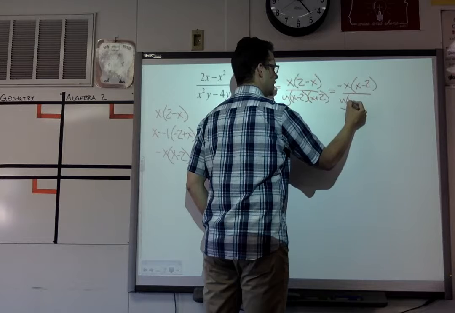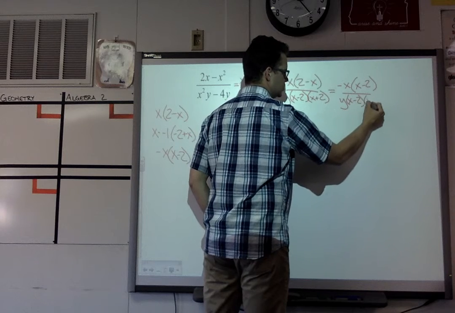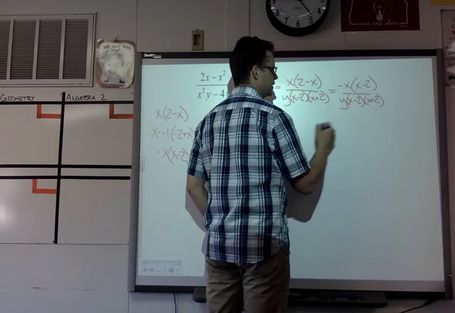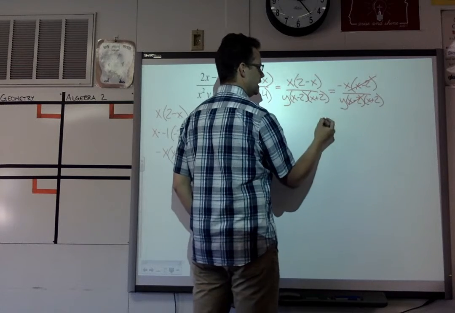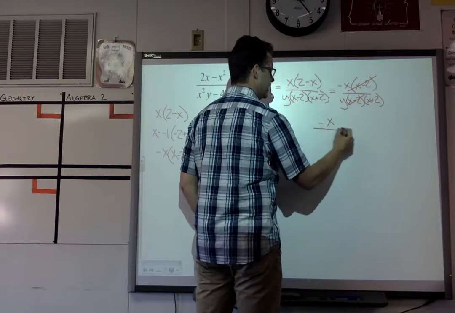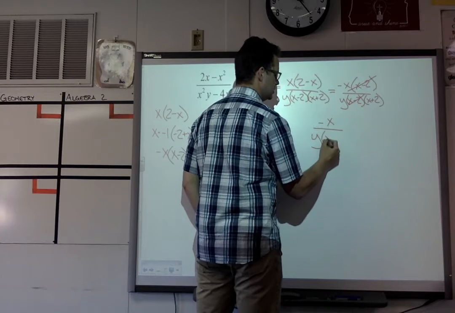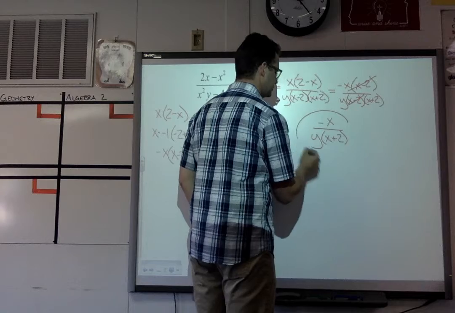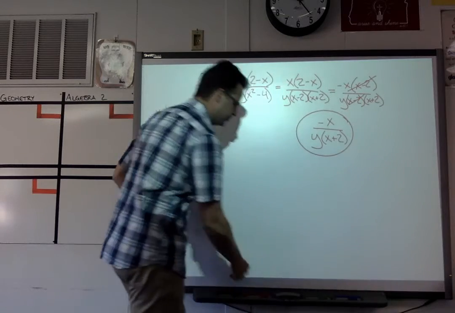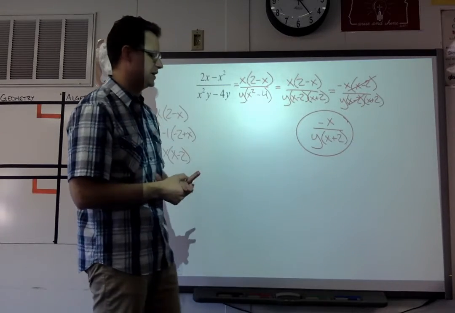Denominator, we have y times x minus 2 times x plus 2. Our x minus 2's cancel, and we would be left with negative x over y times x plus 2. And that would be our simplified form of the rational expression.